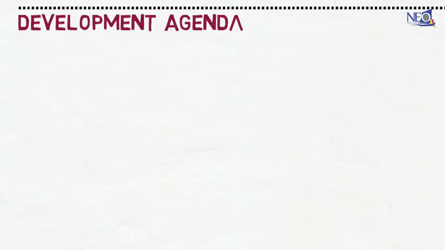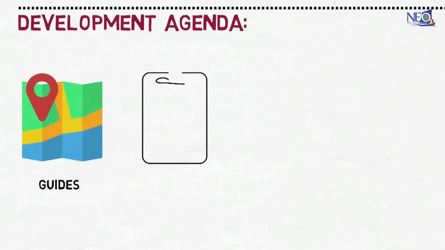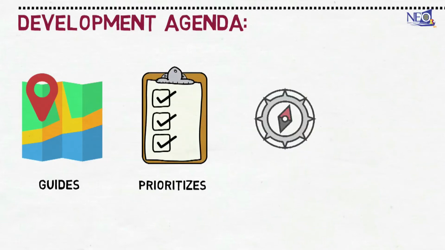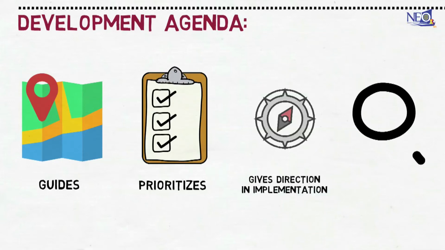The development agenda is a very effective tool. It is easier because you are guided. It is easier because you have prioritized the needs. It is easier because you know exactly the direction you want to achieve. And easier because when you evaluate, you know exactly what you're evaluating.